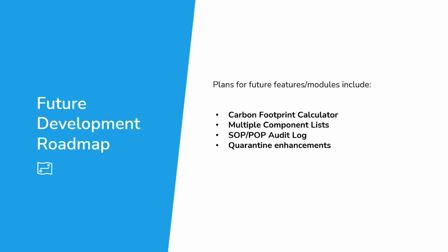But the future plan for CIM 200 is that we are bringing our carbon footprint calculator into the product on our next release, which is due out in August. It comes on the back of the CIM 50 carbon footprint calculator, which actually won us a SAGE Innovation of the Year award a couple of years ago. We also bring the multiple components list, which is similar to multiple routes, but now you can have different materials against the bill of material. Audit logs will come into the SOP and POP, and we have plenty of quarantine enhancements, including in-operation inspections with the templates that I just shared.